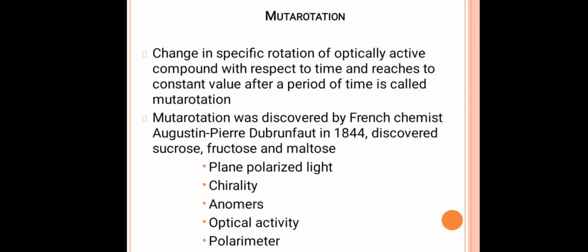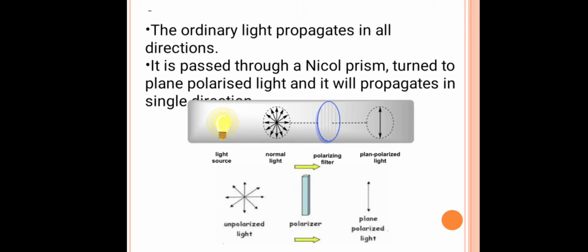This term was first coined by French chemist Augustin Pierre Dubrunfaut in 1844, and he also discovered the structure and characters of sucrose, fructose, and maltose. In order to understand the concept of mutarotation, we should have some idea regarding plane polarized light, chirality, anomers, optical activity, and polarimeter. First, plane polarized light.